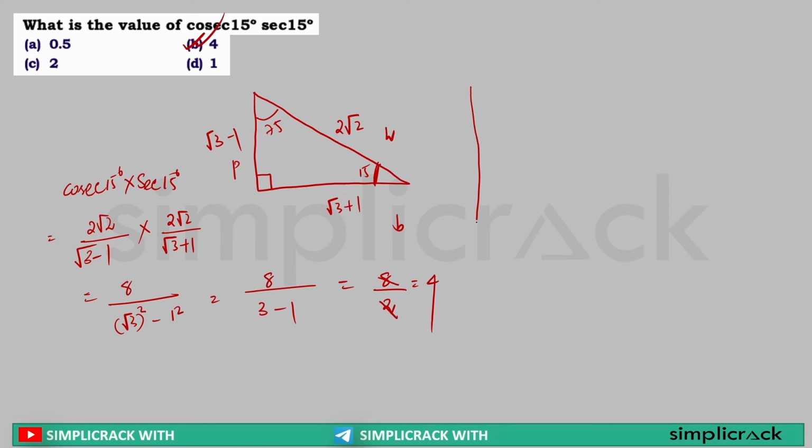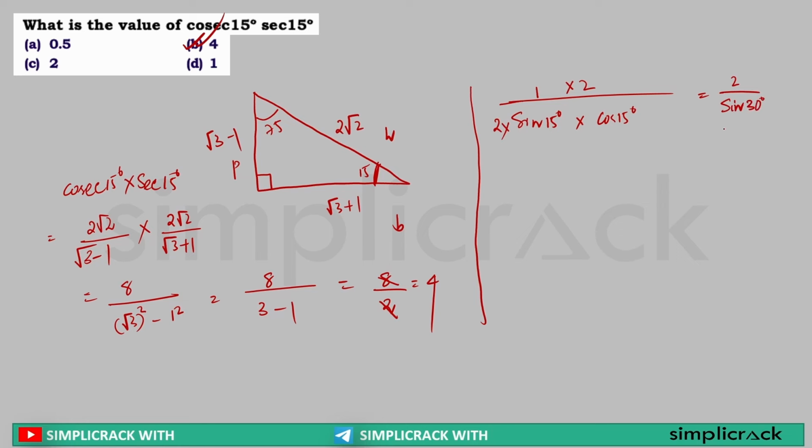Or you could have answered it this way also. Now understand this. Sir, it is written cosec 15 by sec 15. This can also be written as 1 by sine 15 degree into cos 15 degree. Now if I multiply 2 on both sides, what will it be? 1 into 2 is equal to 2 divided by 2 sin a cos a, that is sin 2 theta, that is 2 into 15, that is 30 degree.